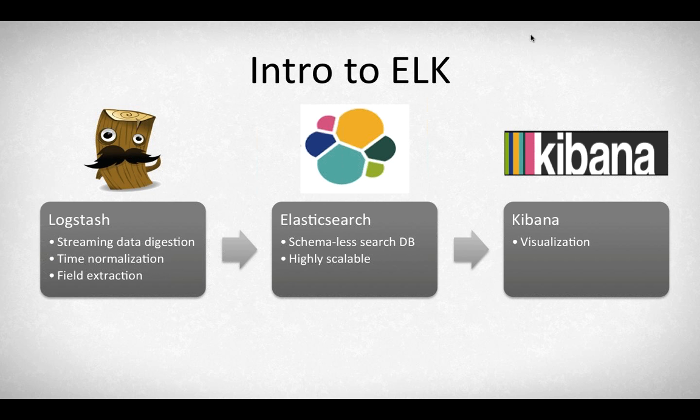So, a quick introduction to ELK. ELK is a combination of three open source products: Elasticsearch, which is a schemaless database, very highly scalable and high performant, that acts as the database for the whole system and is basically the core of the ELK stack. Logstash, which is the streaming data ingestion. It does time normalization, field enhancement, field extraction, and all sorts of things with different plugins. And Kibana, which is the visualization layer. Right now, we're working on Kibana 4.2 at Logz.io. I know a lot of people are still using Kibana 3, but this is a big improvement if you move to Kibana 4.